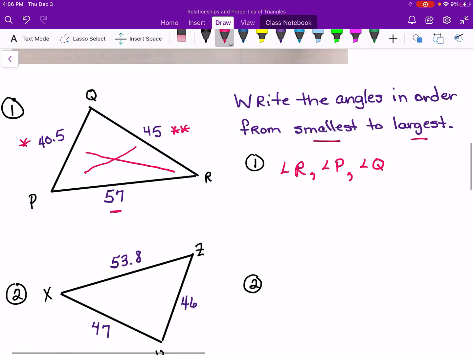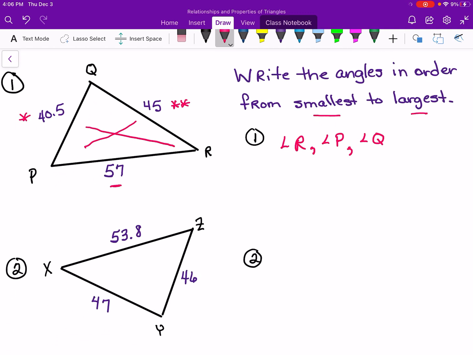Let's do another one. Three side lengths. Take note of which one's the small one, which one's the medium one, and which one's the large one. And let's write those angles in order from small to large. 46 is the smallest, so X goes first. 47 is the next one, so Z goes next. And 53.8 is the next, so angle Y is next. Angle X is the smallest, angle Y is the largest.